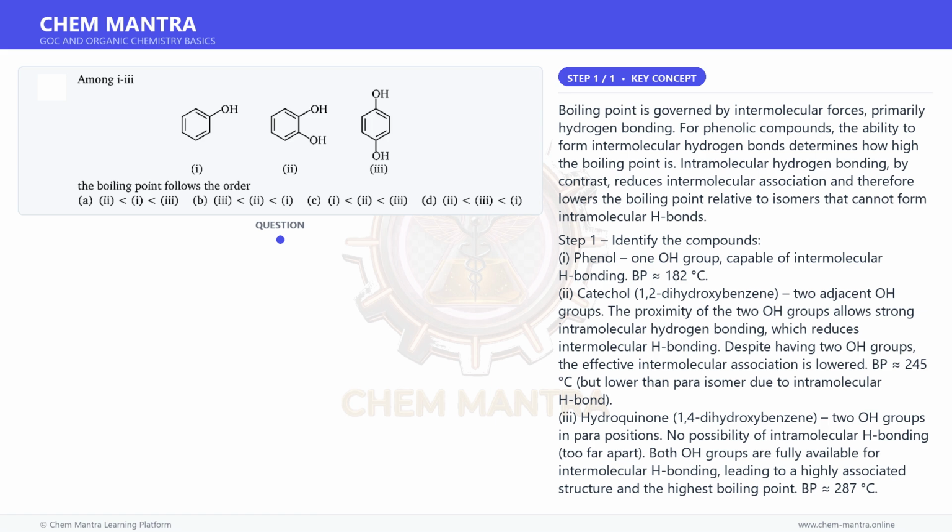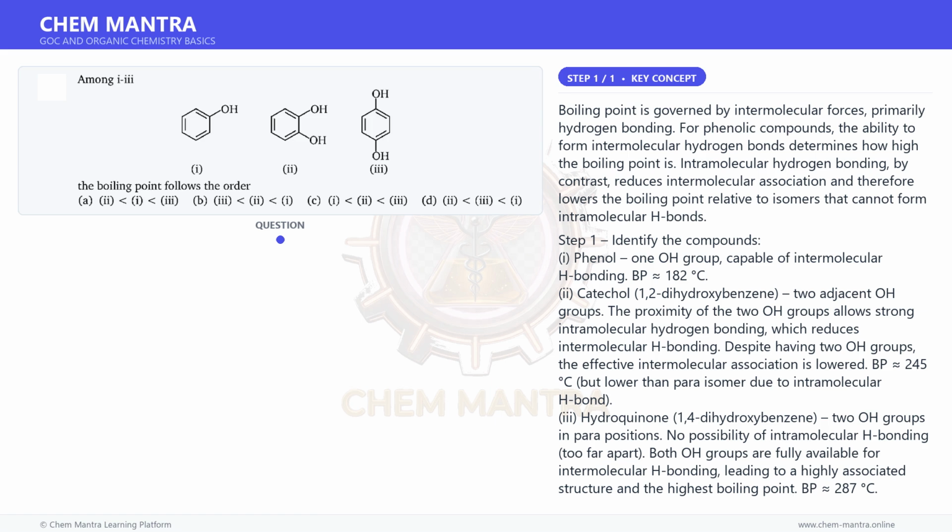Step 2. Compare boiling points. Phenol, 1, has only 1 OH, so the least intermolecular H bonding among the 3, lowest BP. Catechol, 2, has 2 OH groups but forms intramolecular H bonds, reducing intermolecular association: intermediate BP, but lower than hydroquinone. Hydroquinone, 3, has 2 OH groups fully engaged in intermolecular H bonding: highest BP.